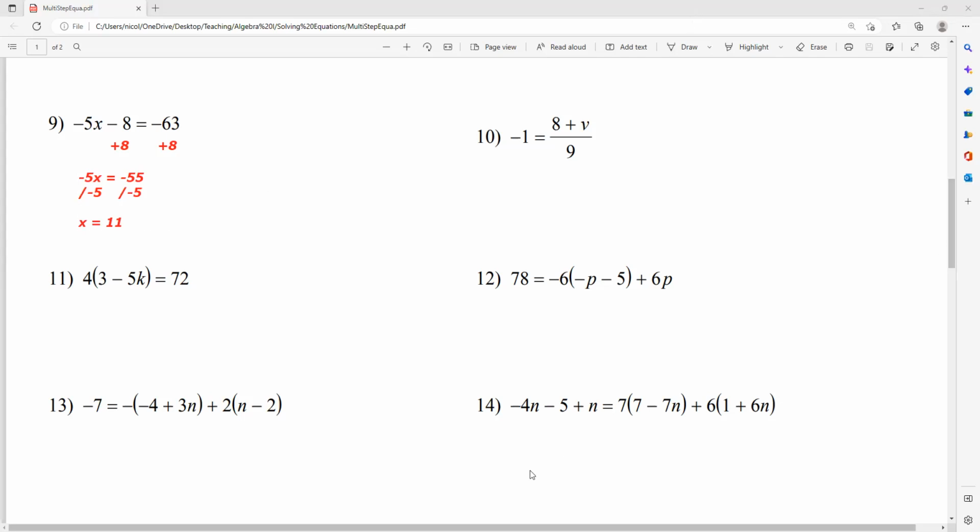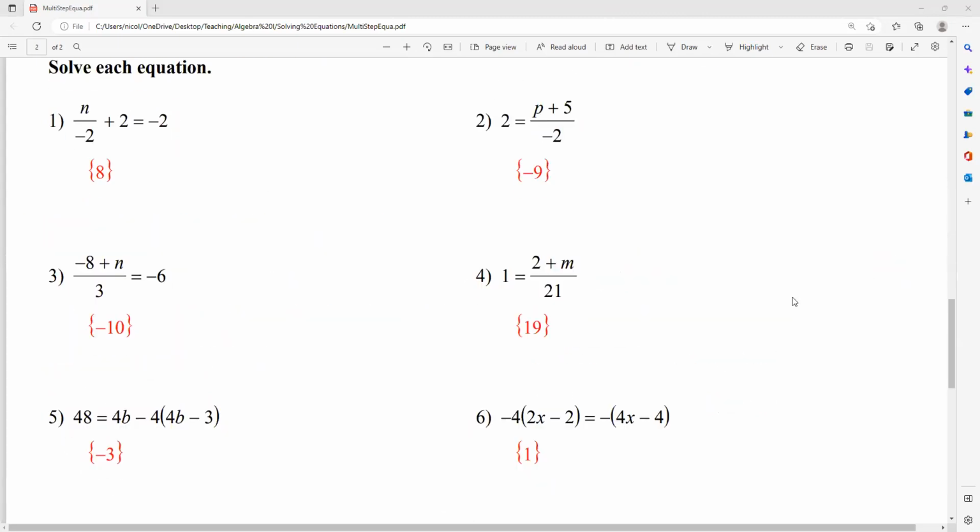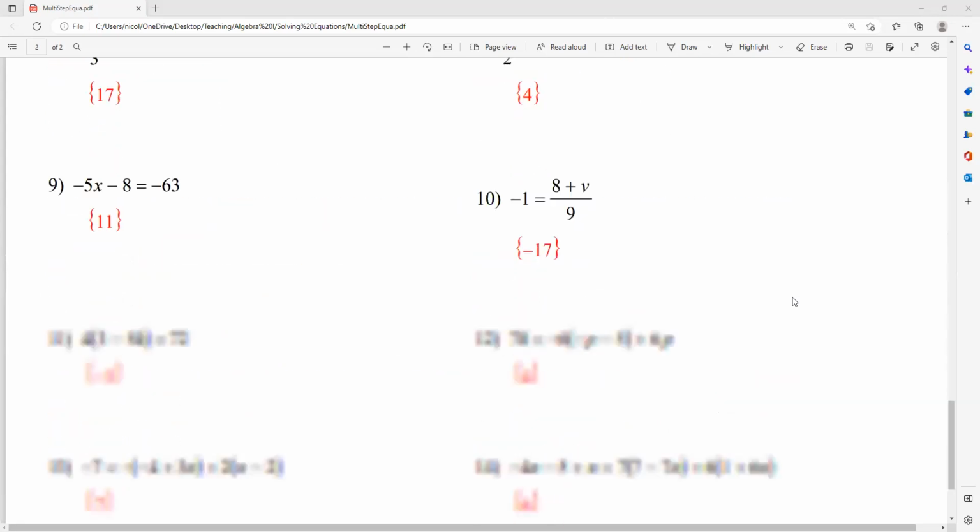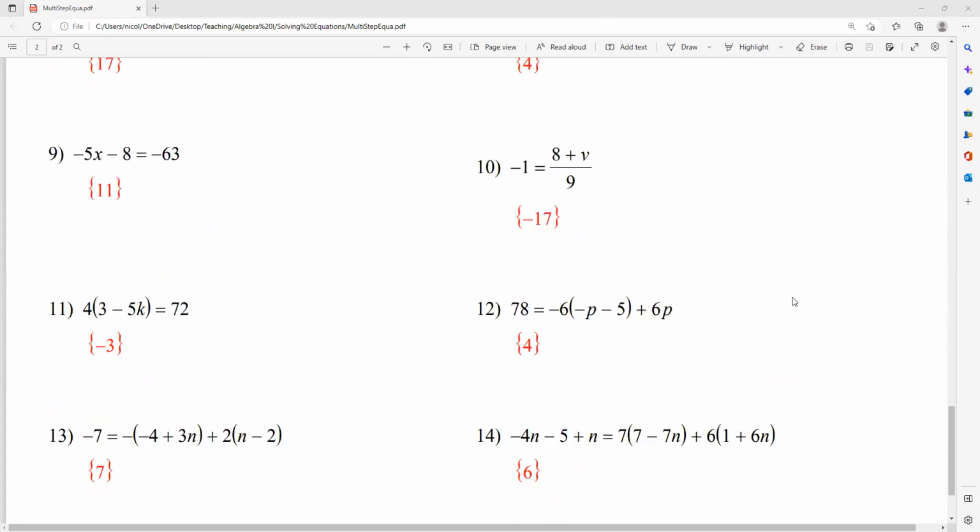And so those are different types of problems. I recommend just practicing and trying to get the steps down. Once you get the steps down with these, they're easy.